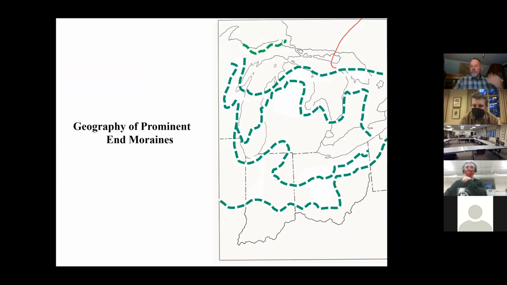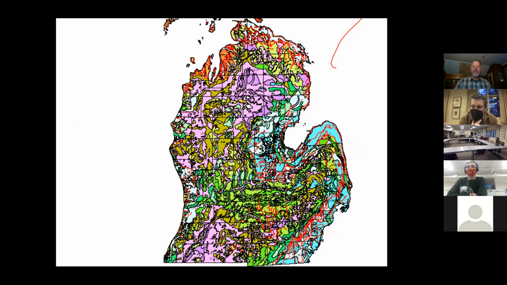But again, back to our big picture. Here's the geography of prominent end moraines. These ridges were formed when the ice re-advanced into the region. You can see the complexity of the Michigan landscape through this superficial geology map.